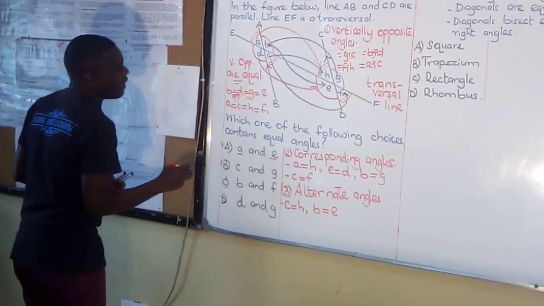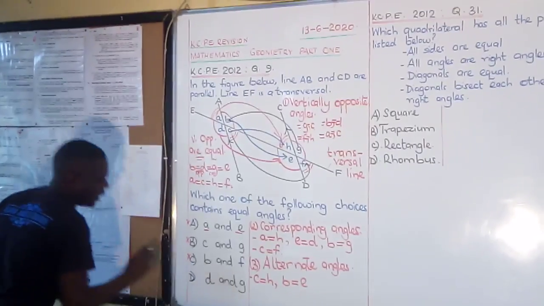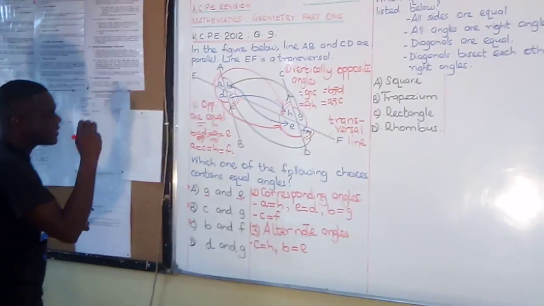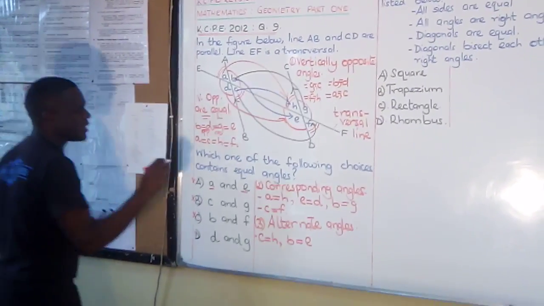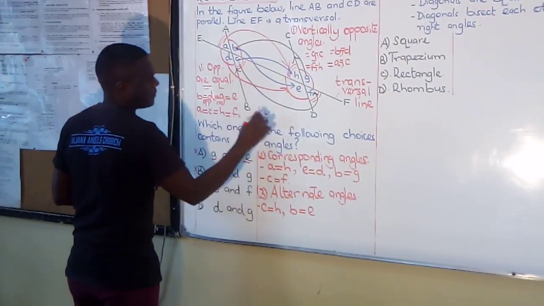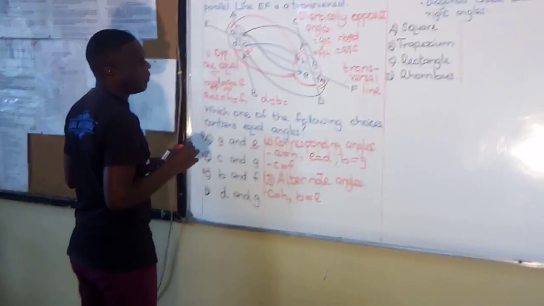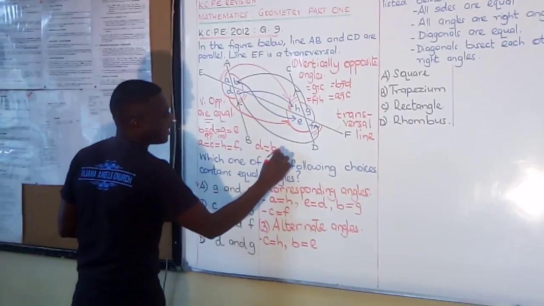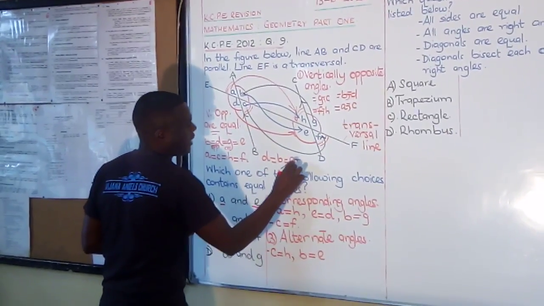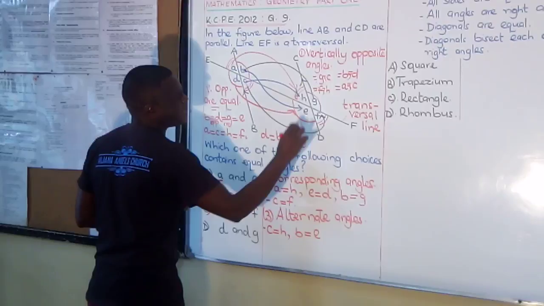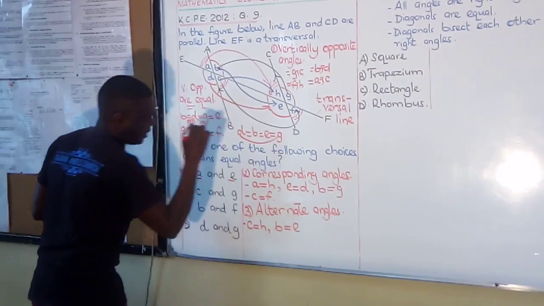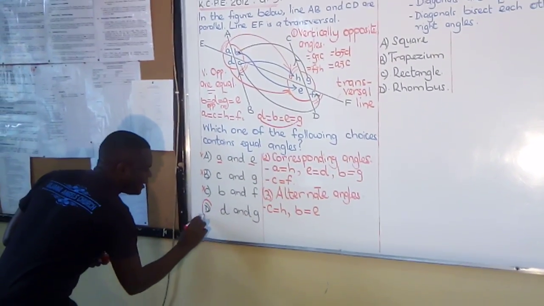Right? So F is not in the equation, and we remain with D and G. Where is D? And where is G? Let's see what D is equal to. Boys and girls, let me write here. D is equal to B because they are vertically opposite. D is equal to E because they are corresponding. And then D is equal to G because E is vertically opposite with G. So we can only say that D is equal to G. So the answer is D.